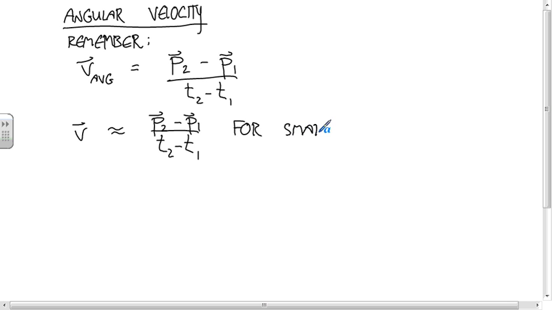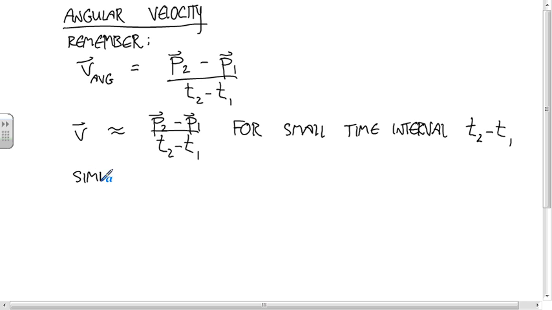So for a small time interval, t2 minus t1, okay? And the way I'm going to define angular velocity just follows this exactly.